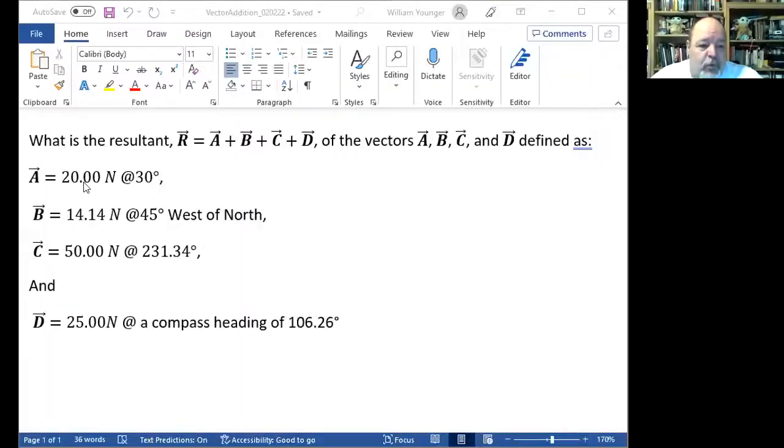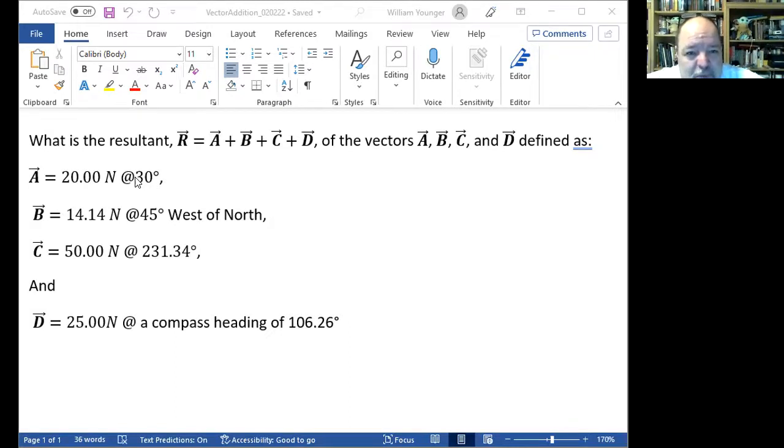So first off, here are the vectors that we're working with. We had the 20.00 newtons at 30 degrees. Notice that means 30 degrees measured counterclockwise from the positive x-axis. So that puts us squarely in the first quadrant where x and y are both positive.